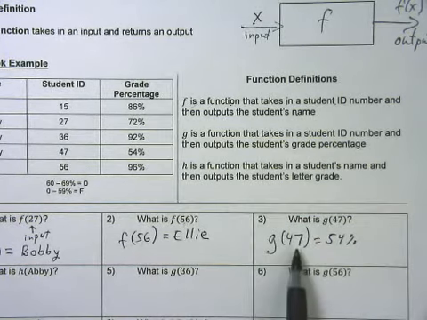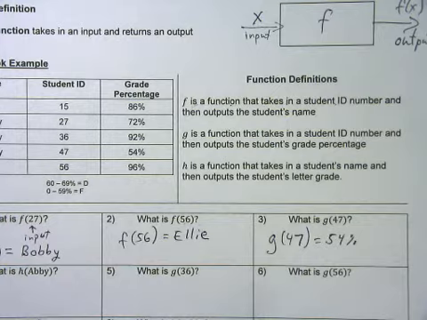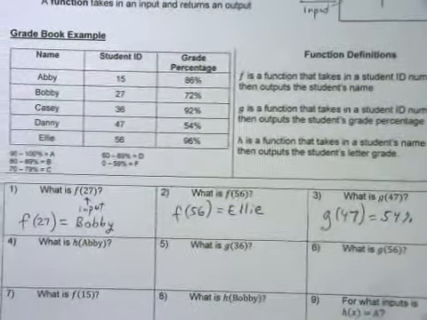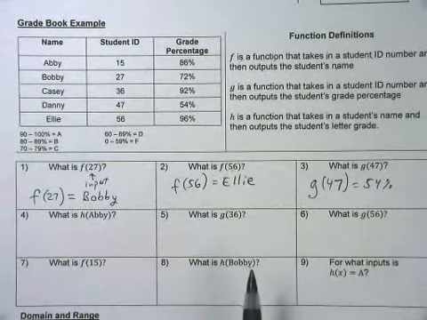Okay, so when we input 47 to the computer program, the function, it will spit out the grade percentage for that person, 54%. Okay, I'm going to do one more with you, and then I'm going to have you pause and try to see if you can finish the rest on your own.